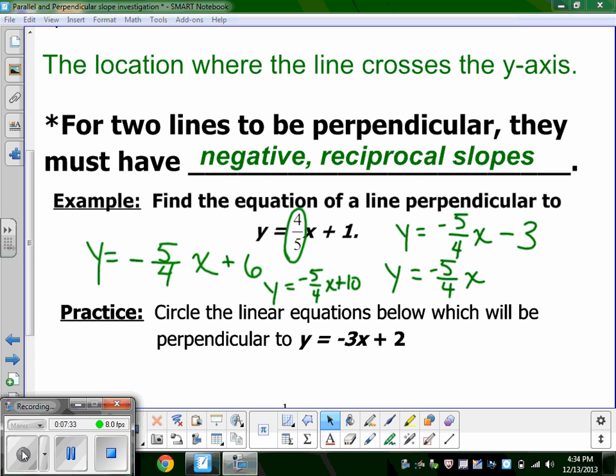I have provided you with some examples here. You'll notice that in each of my equations, we have a slope of negative 5 over 4, which is the negative reciprocal of our original slope, 4/5. So any equation that you create at this point that is going to be perpendicular to the line y equals 4/5 x plus 1 must have a slope of negative 5 over 4.